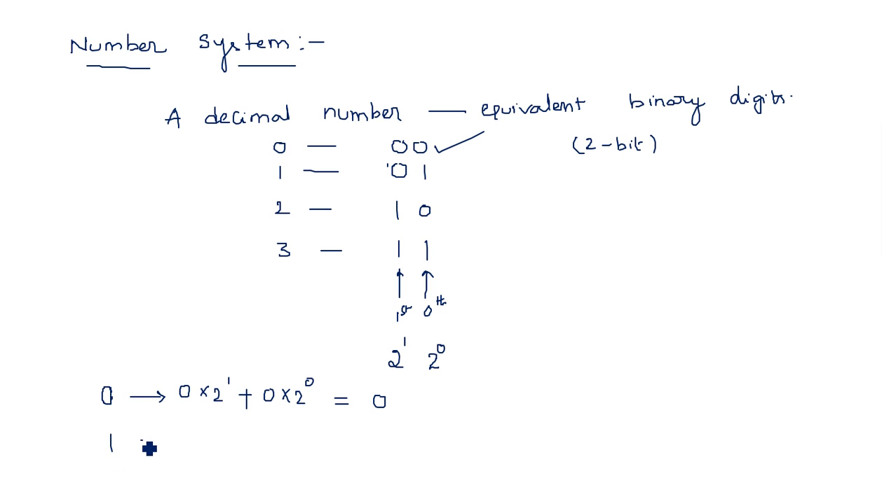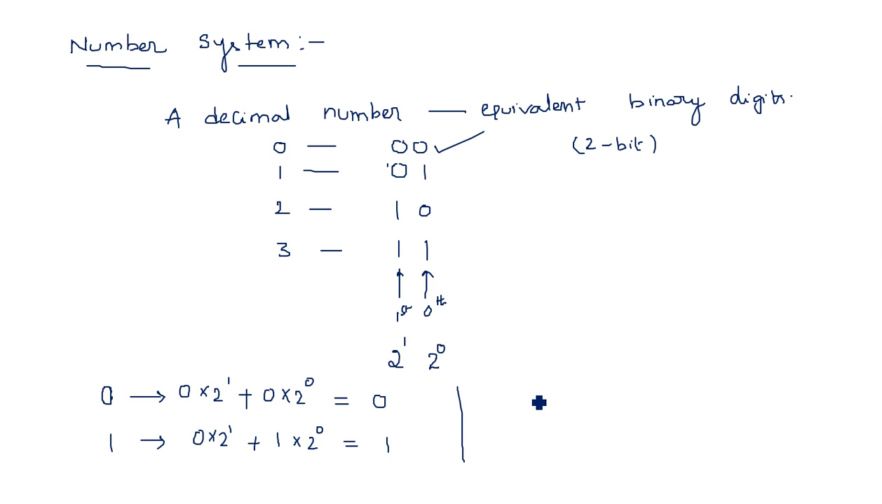Now coming to the second number, 1: 0 into 2 power 1, and in the units place we have 1 into 2 power 0. 2 power 0 is 1, anything power 0 is 1, so 1 into 1 is 1, and this is 0, so the output is 1.